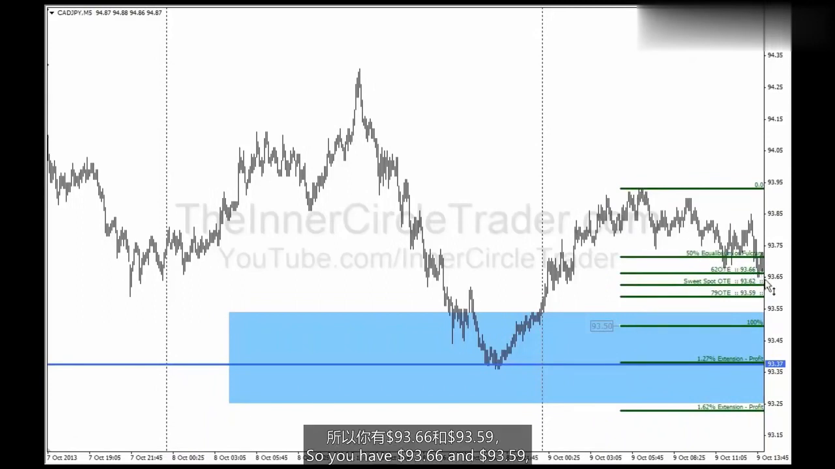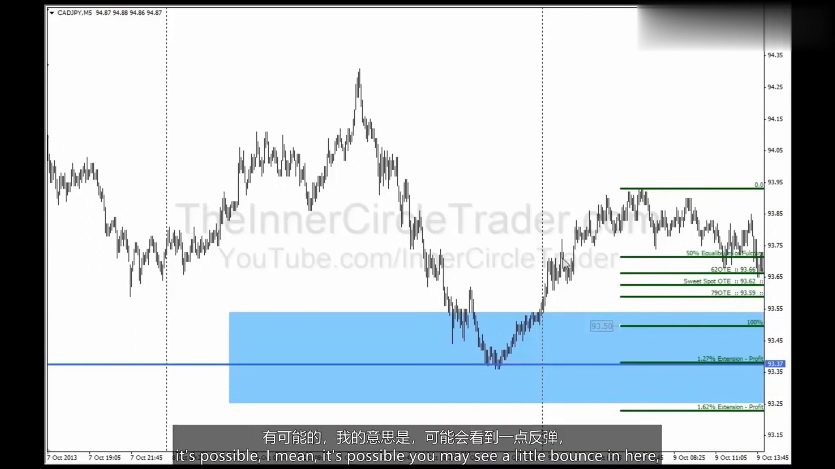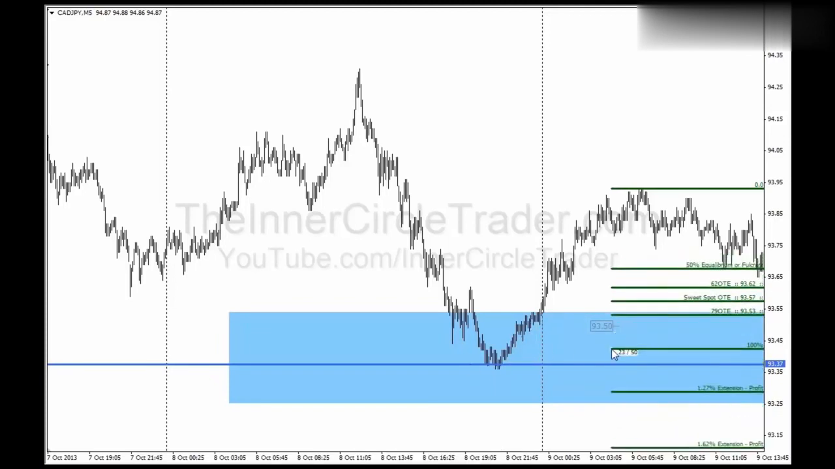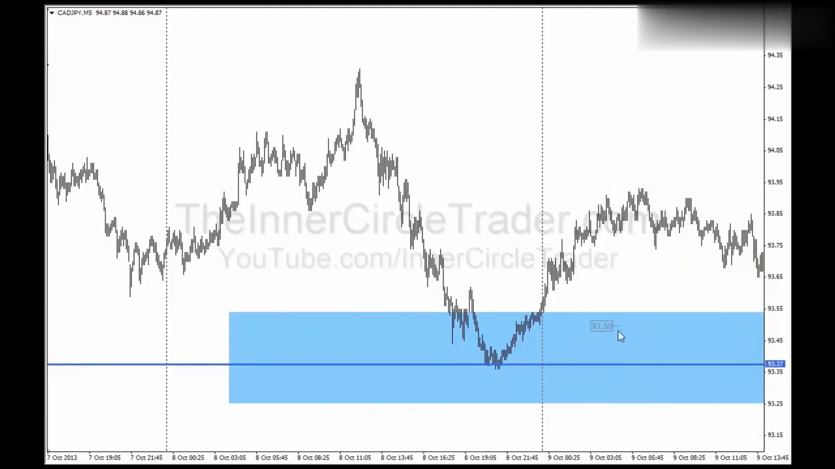Okay, so you have 93.66 and 93.59, which is essentially the 93.60 round number. Okay, it's possible you may see a little bounce in here. Okay, but is it near the order block? No. Okay, so I would reference really, let's take this fib off. Okay, you can go down to the 93.20 level.